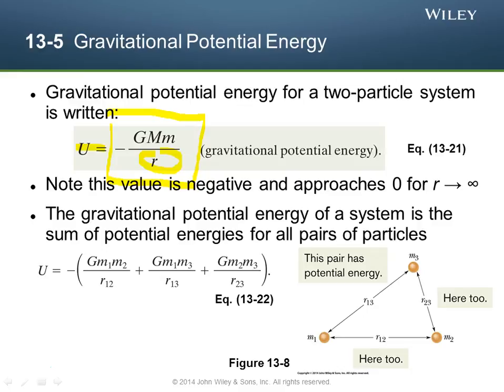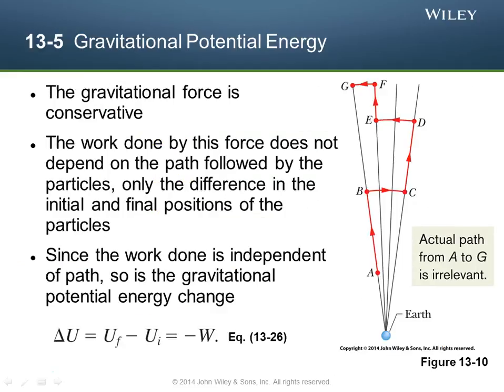Now, what if we have three particles in a system, or 4, or 5, or 6? Well, we can use that same equation and just add together all the potentials for each individual pair of particles in that complex system. Now, one thing that I don't want you to get confused with, what I said a few slides ago about how the conservation of gravitational potential energy and kinetic energy only works when one mass is much, much larger than the other. Well, that doesn't mean that the force is not conservative. The gravitational force is always conservative.